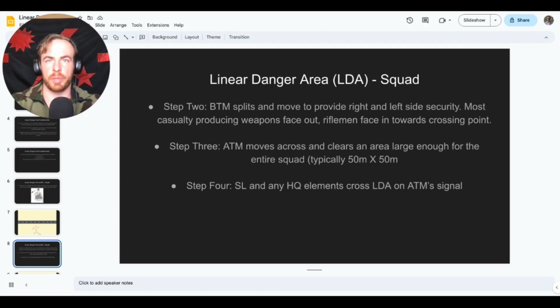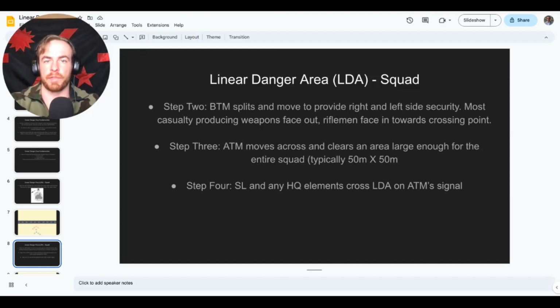So your most casualty-producing weapons are going to be facing out, and then the riflemen are going to face in towards the crossing point. So you're going to want to place that SAW towards the most likely possible route that the enemy is going to be coming from, and then your grenadier is going to be on the opposite side.